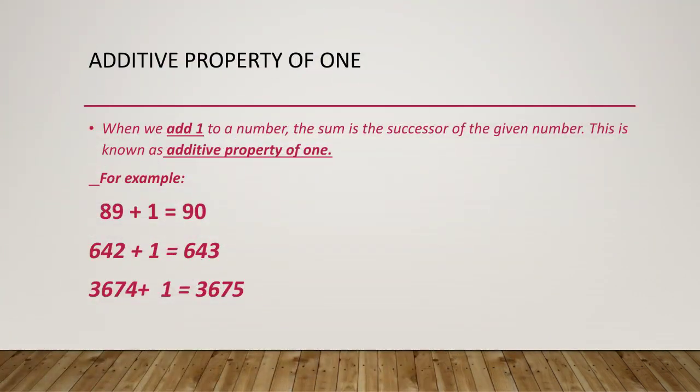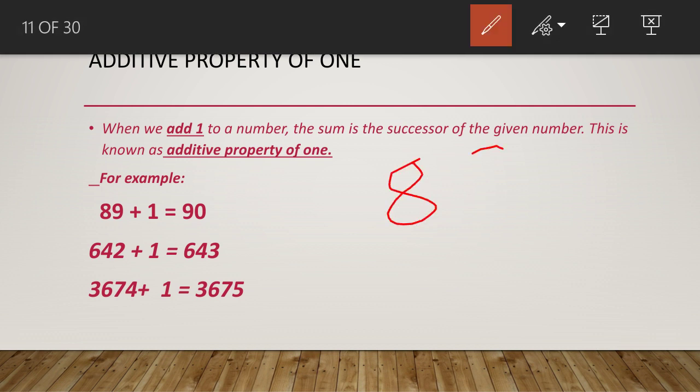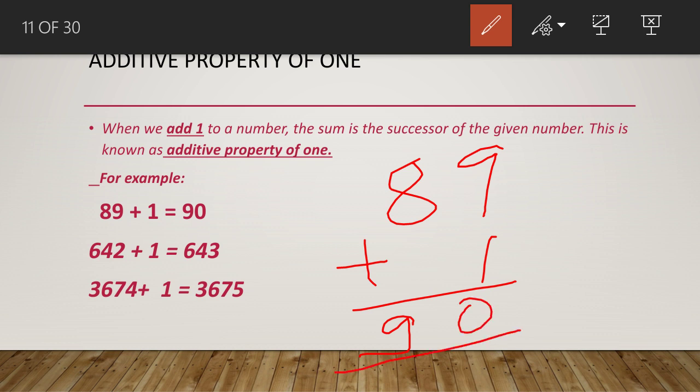The second property is additive property of 1. When we add 1 to a number, the sum is the successor of the given number. This is known as additive property of 1. When we will add 1 in 89, the answer will be 90. And we all know that 90 is the successor of 89. Similarly, when we will add 1 in 642, the answer will come 643. And 643 is the successor of 642.